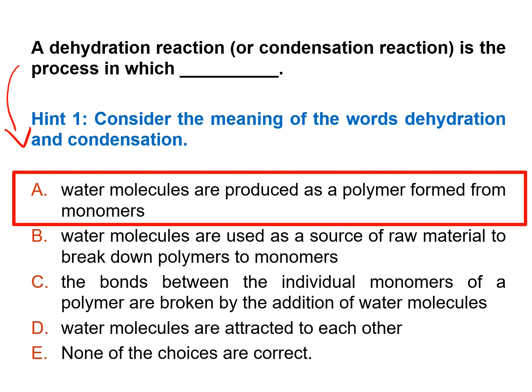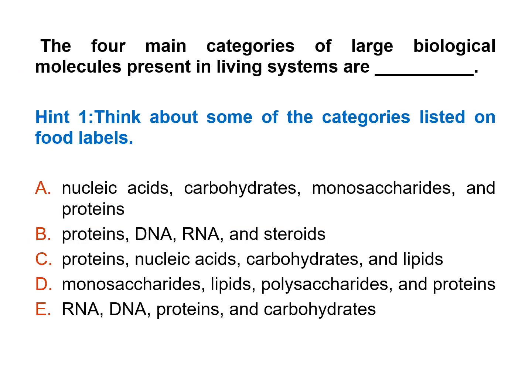And why will it be A? Because here you have a dehydration reaction, and as you see, you are removing water. You are taking water from those polymers, so water molecules are produced as a result of forming a polymer from these two monomers. So this one is very easy. You can stop the video if you want to read the question.